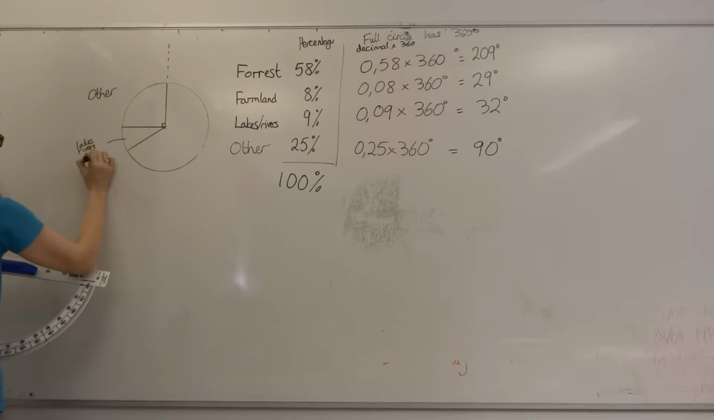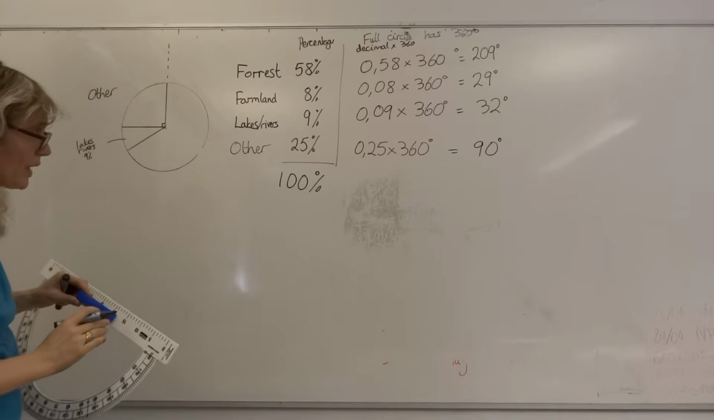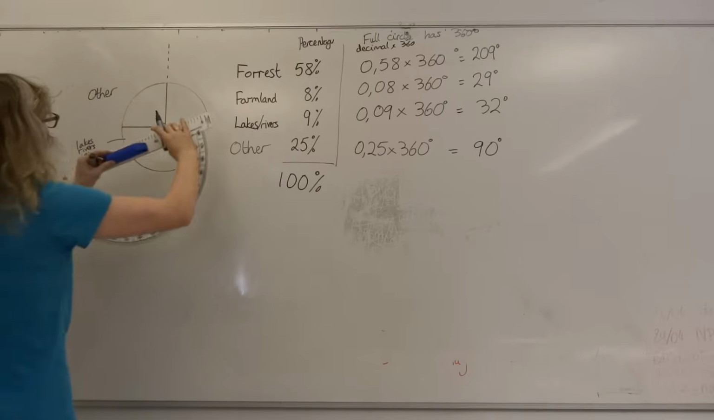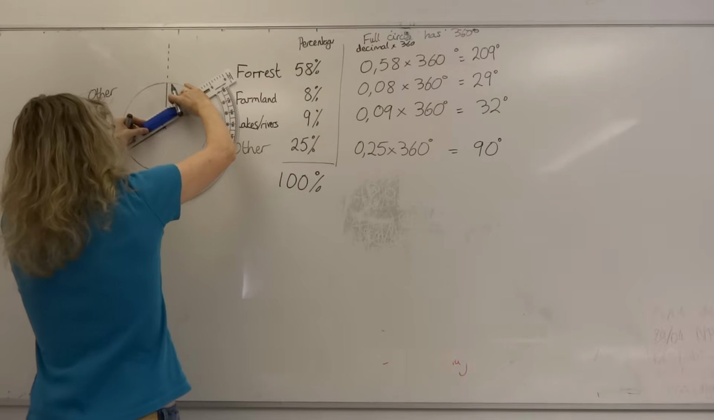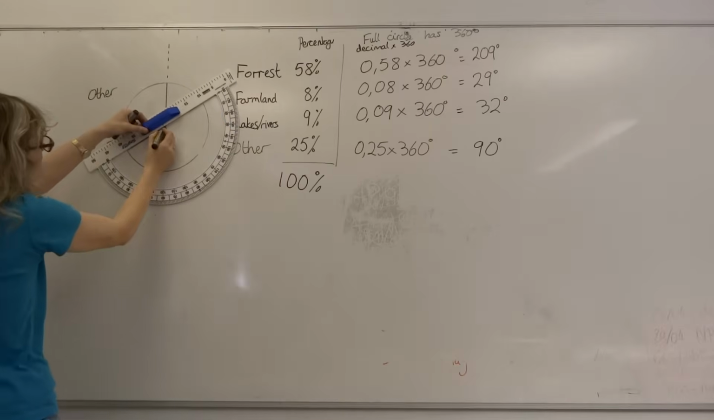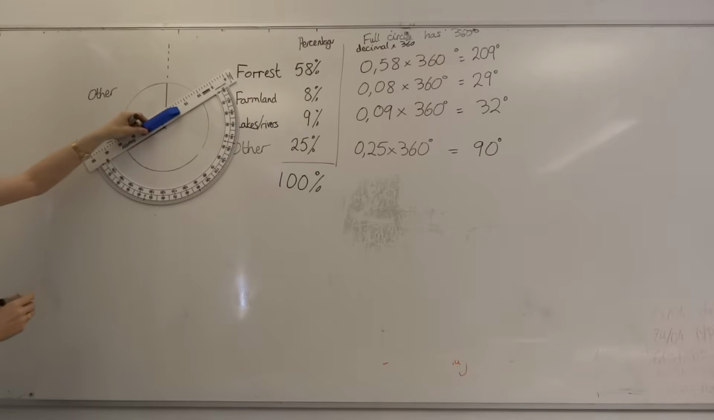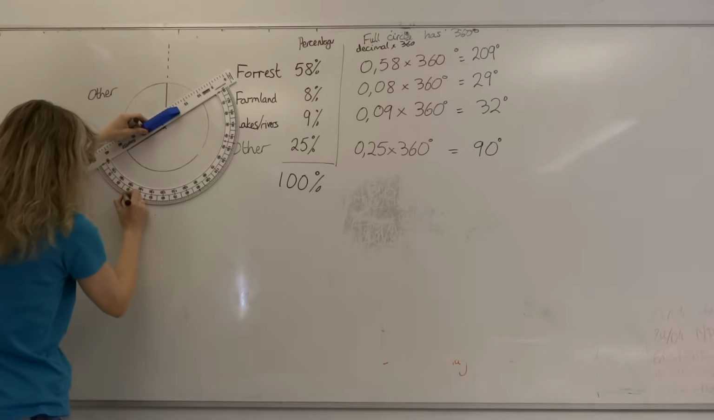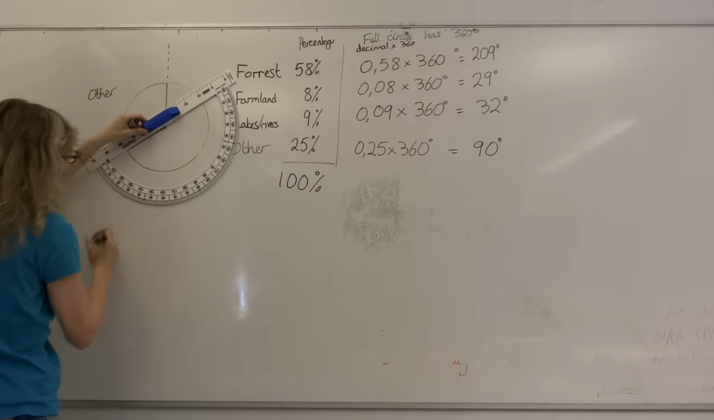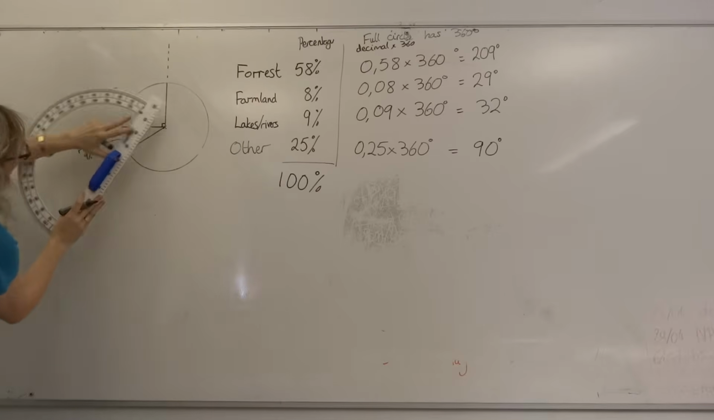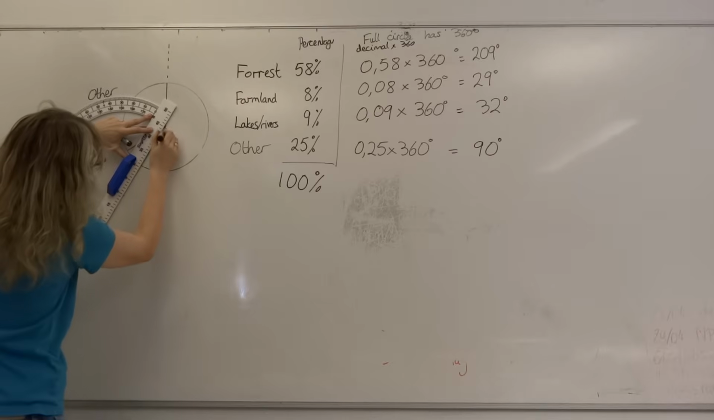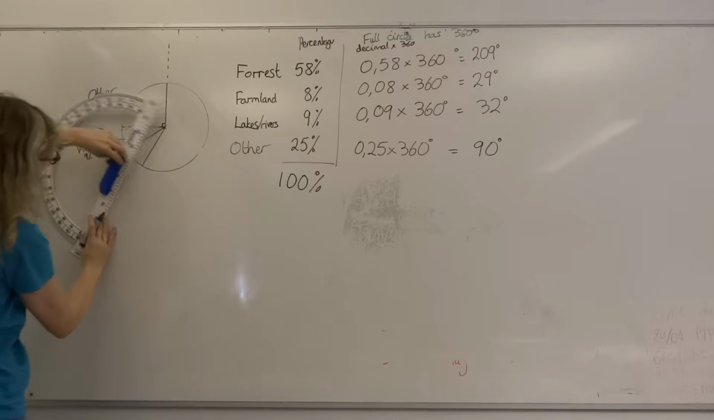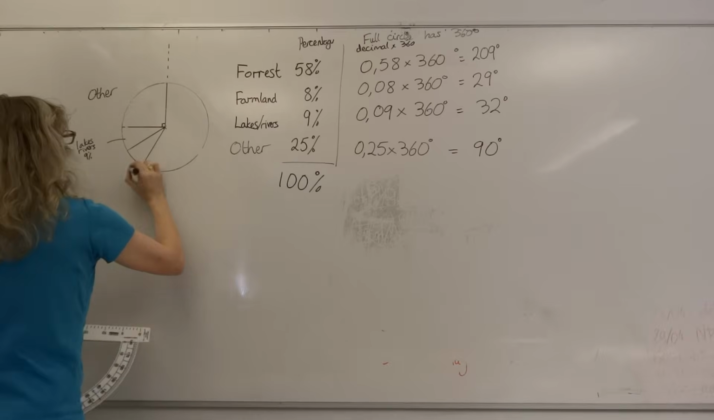We now want a 29-degree angle from that, so we put our protractor at the right point with the center point here from the protractor in the middle point of the circle, and we go around 29 degrees, which would be here, and we draw our line out to that point. 29 degrees here, and that is our farmland.